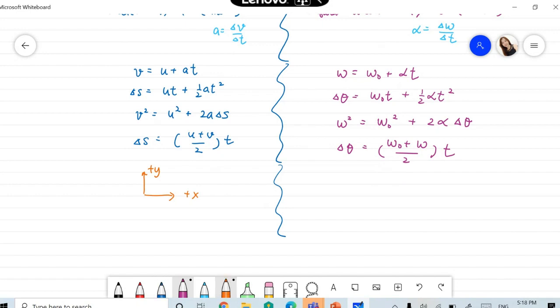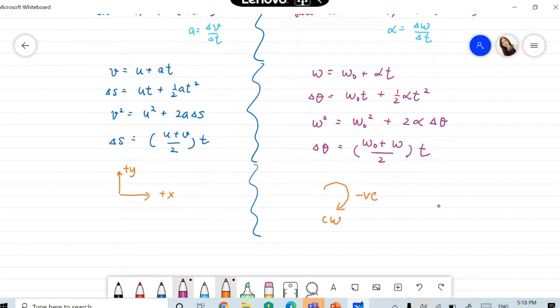So usually the normal sign convention that we use is: clockwise direction is negative, and anti-clockwise, meaning counterclockwise direction, is positive. That is the normal sign convention that we are using.